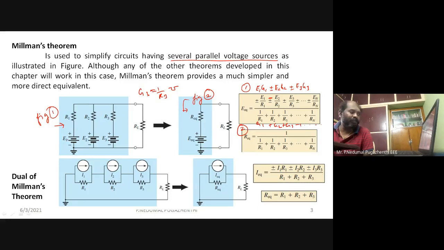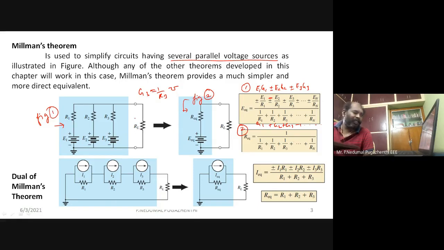So you have a network with a lot of voltage sources connected in parallel. I can convert this network into a network which is available in figure 2. What is the network? It is having one equivalent voltage source connected with one equivalent resistance. And the formula for finding the equivalent voltage and the equivalent resistance is given here: E equivalent and R equivalent.